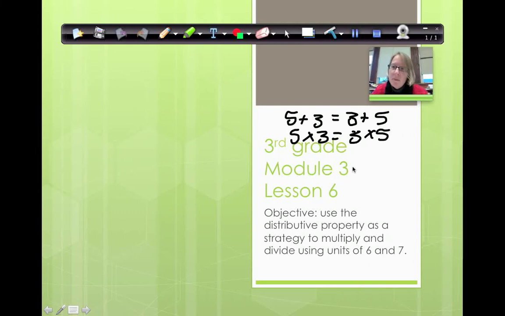The distributive property, do you remember what that was? The distributive property was when we took something apart. We decomposed it, or we distributed it. We split it up. So instead of saying 5 plus 3, we might break up the 5 into a 1 and a 4, and then say 1 plus 4 plus 3. Remember when we take them apart? That was the distributive property, and that's what we're going to be working with today.